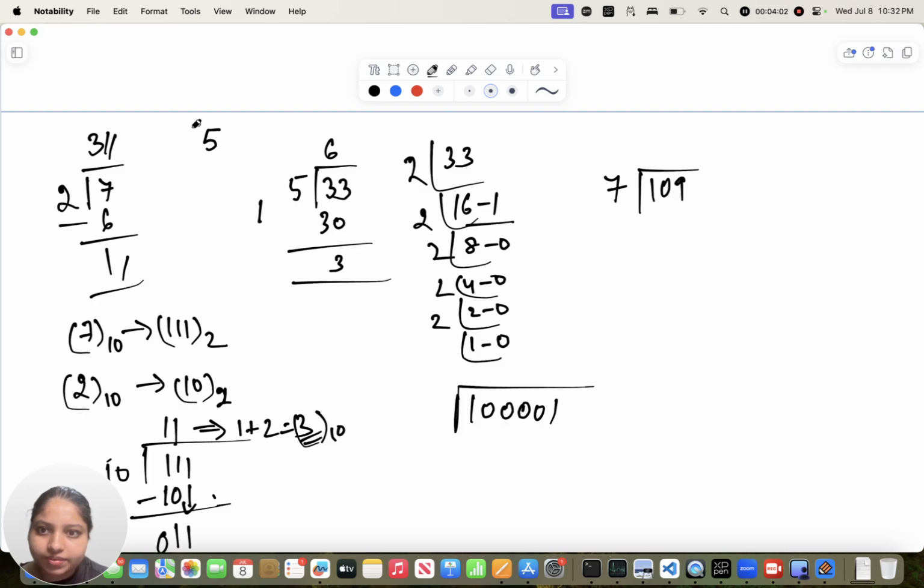And then 5 can be represented as follows. Let me divide 5 by 2. 2 2s are 4, and I have a remainder of 1, then 1, 0. So 5 can be represented as 101.